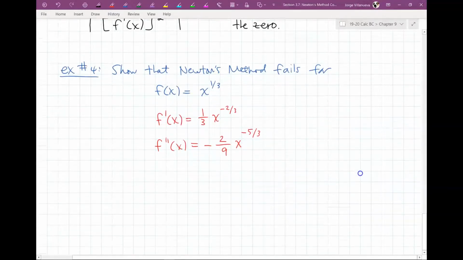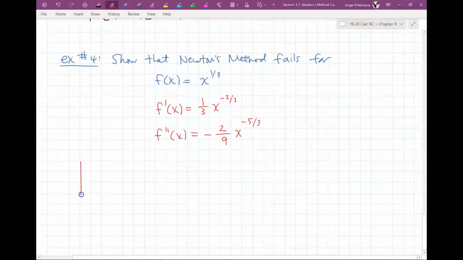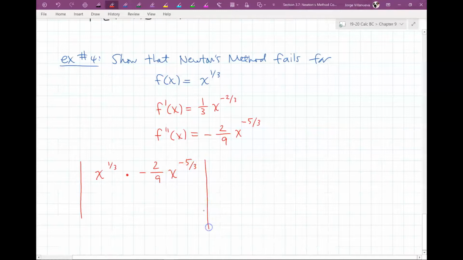So here we go. F of x is x to the 1/3 times f double prime of x, that's negative 2/9 x to the negative 5/3 divided by the first derivative, 1/3 x to the negative 2/3 squared.